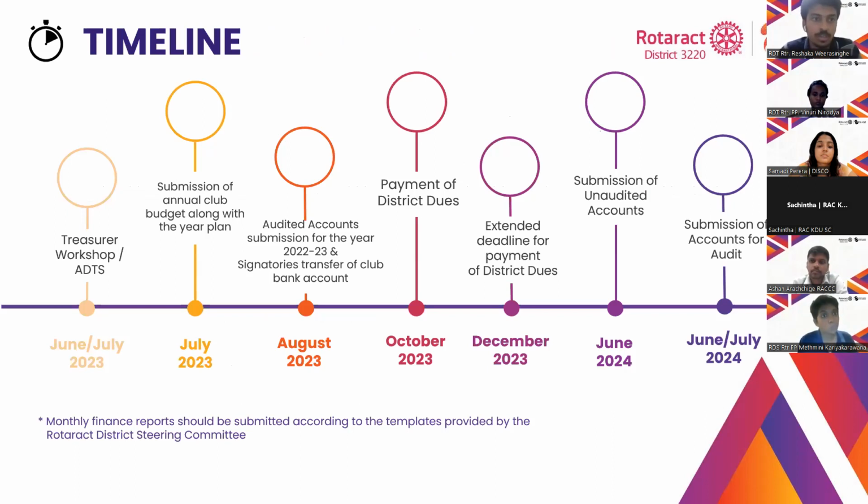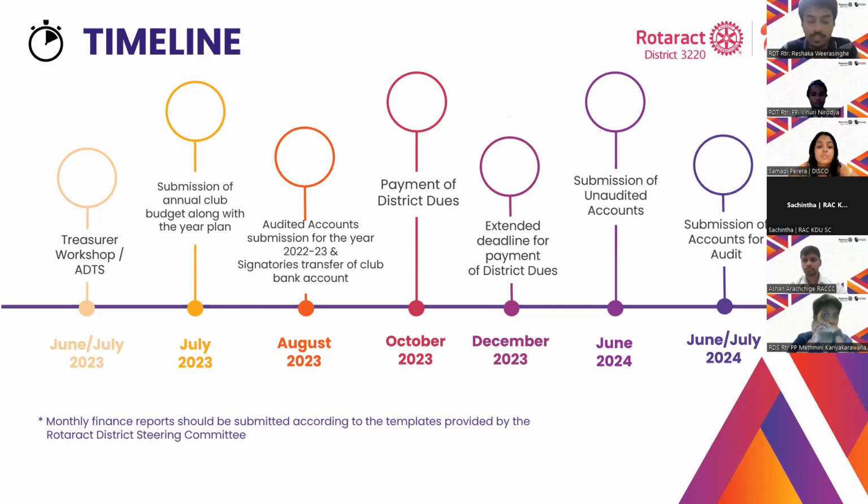So to sum up the deadlines: with the year plan submission, you will have to submit the annual budget along with it. Before the 31st of August, you'll have to submit the audited accounts and also complete the signatory terms of the club bank account. Before 31st of October, clubs have to complete the payment of district dues. If clubs fail to do that before the deadline, the club will have an extended deadline till the 31st of December, and clubs will have to pay an additional penalty as well.